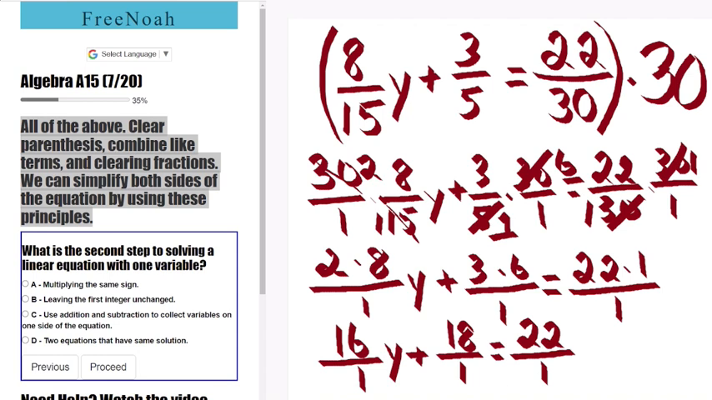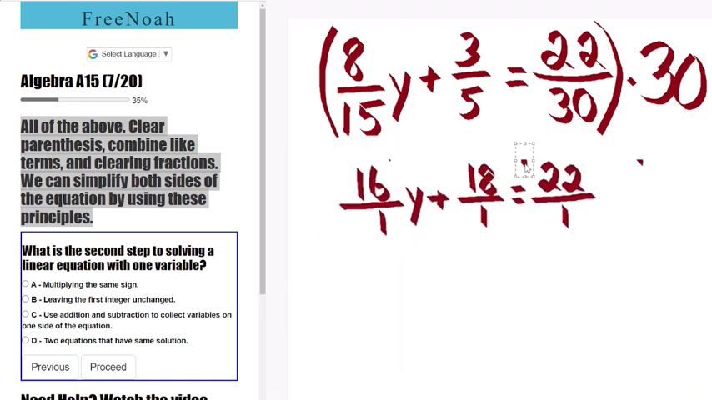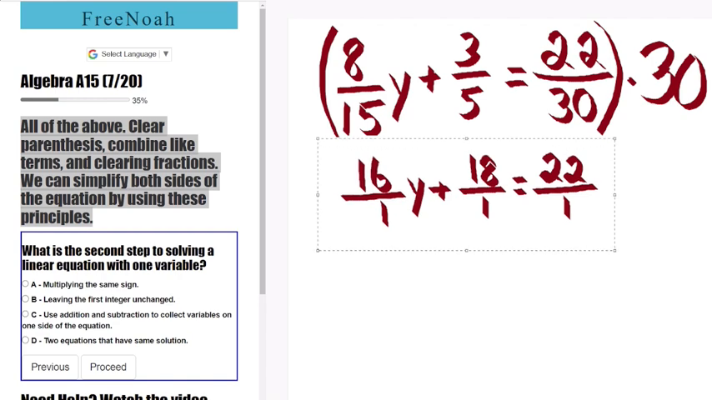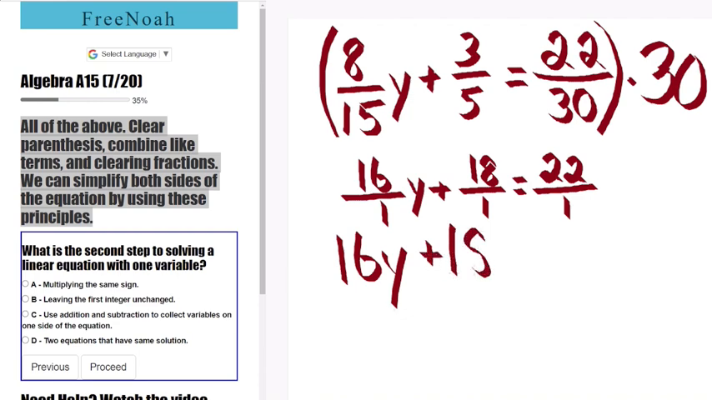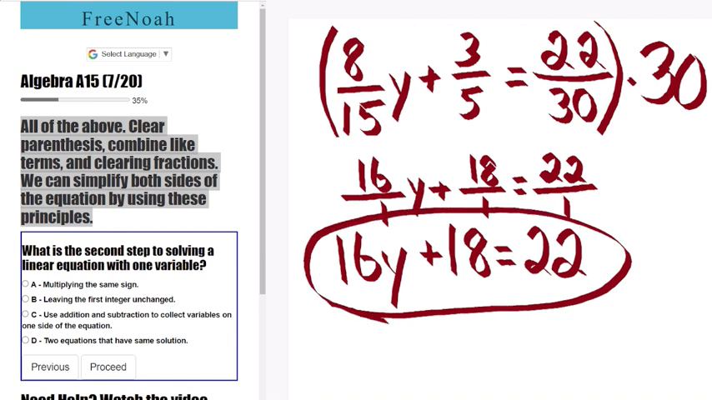Now anything over 1 is the value itself. So when we simplify further, we're simply left with 16 divided by 1. Well, that's 16, 16y. 18 divided by 1, well, that's 18. And 22 divided by 1 is 22. So after step 1 and clearing fractions, we're left with 16y plus 18 equals 22.